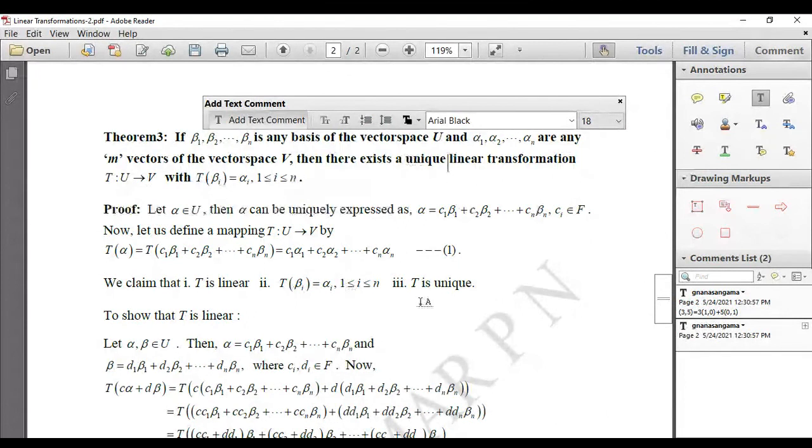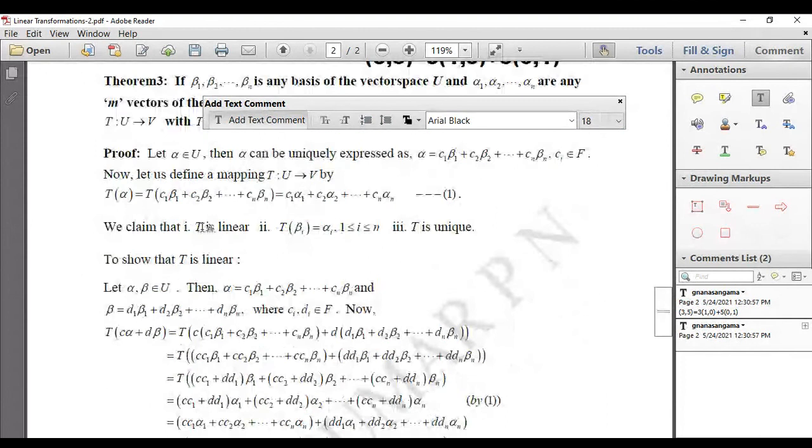Okay. Now, let us prove T is linear. You know that in the case of linearity, we need at least two vectors because we want to show that T of C1 alpha plus C2 beta is equal to C1 into T of alpha plus C2 into T of beta. We are going to prove theorem 1. We have solved many problems on that. Same thing. What you have done in solving the problem, the same method will be adopted here. So let me take alpha and beta as any two vectors of U.